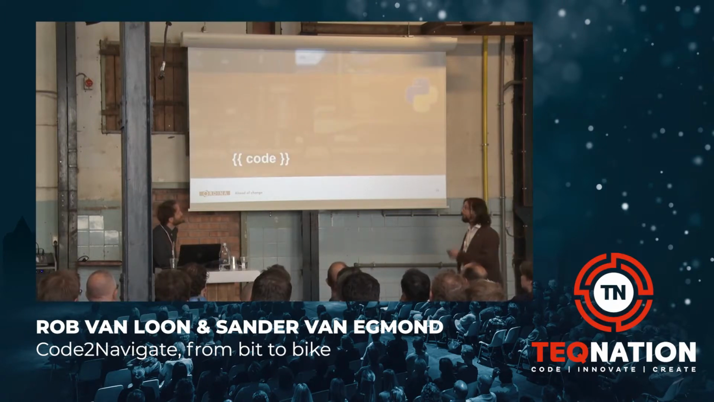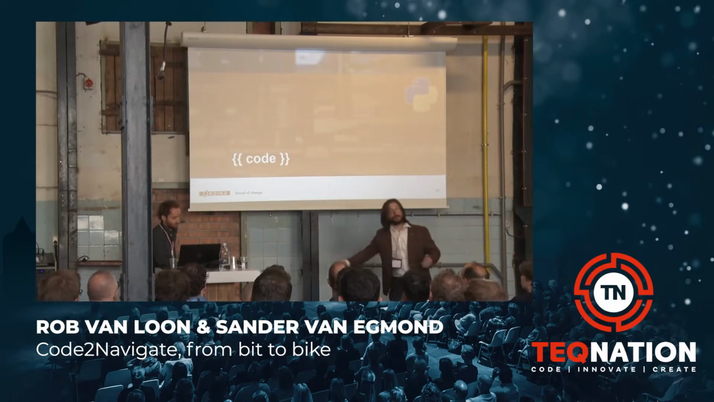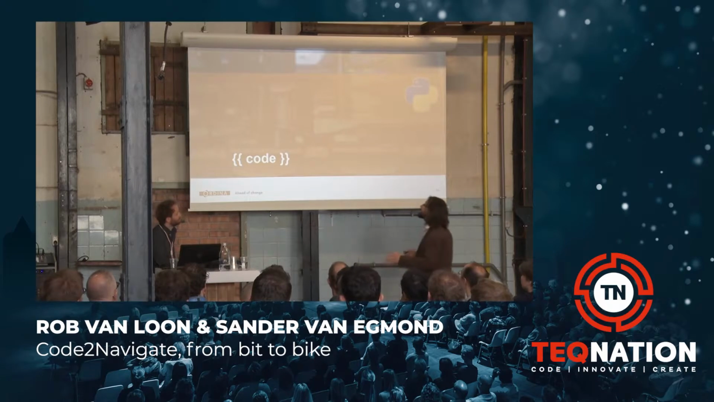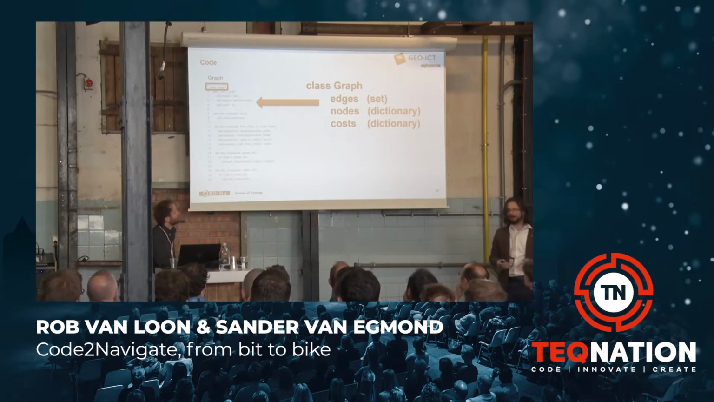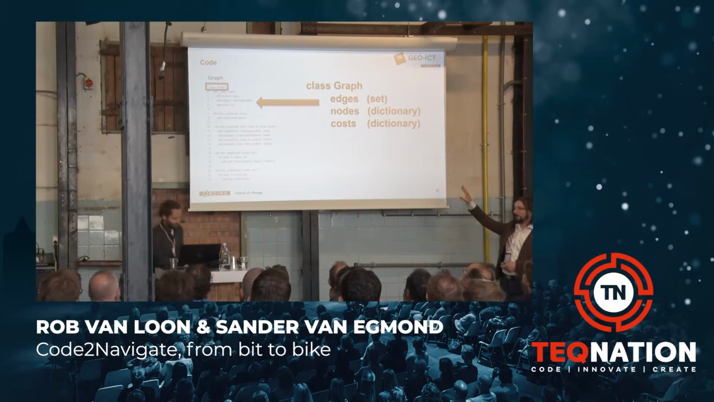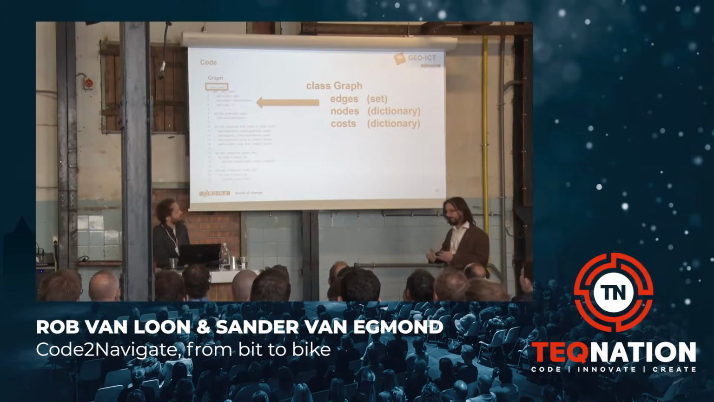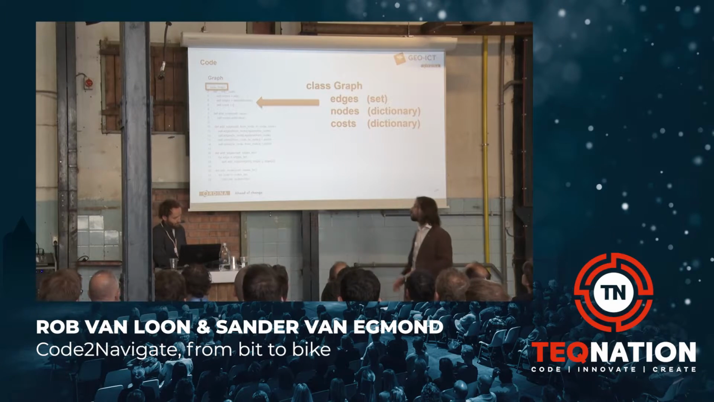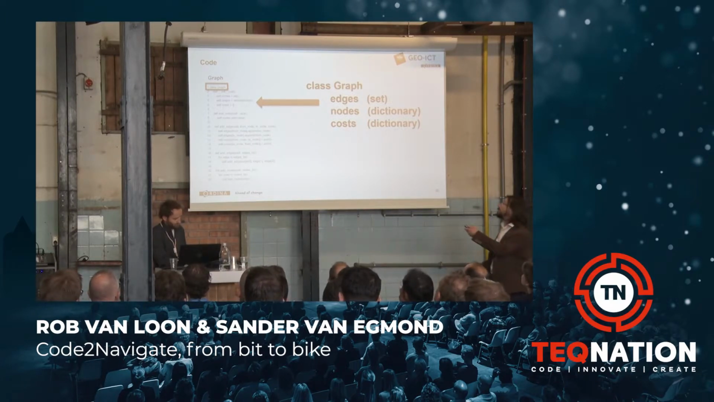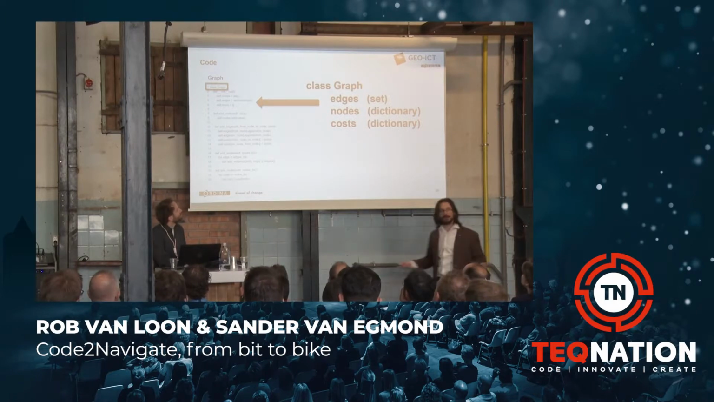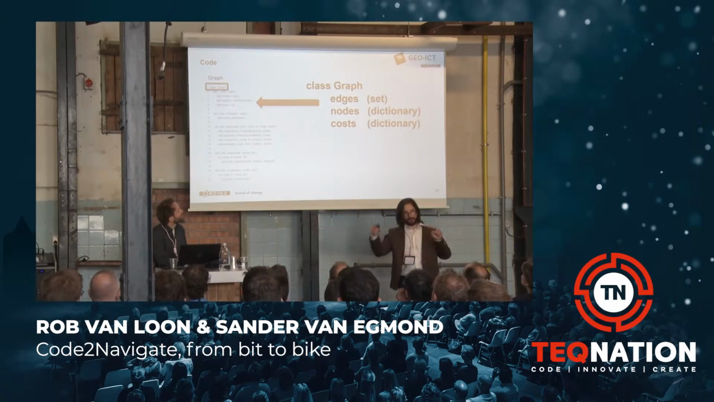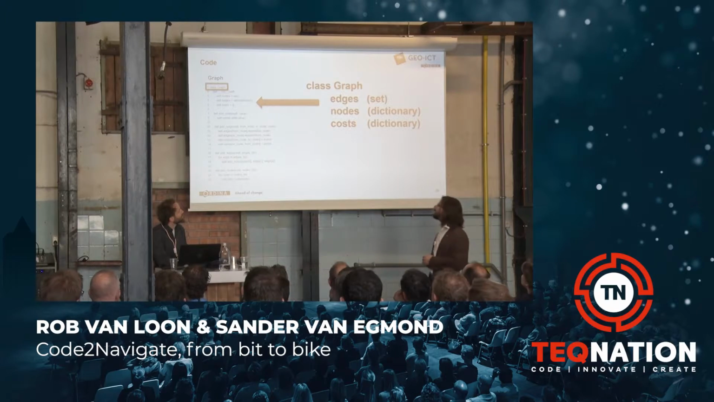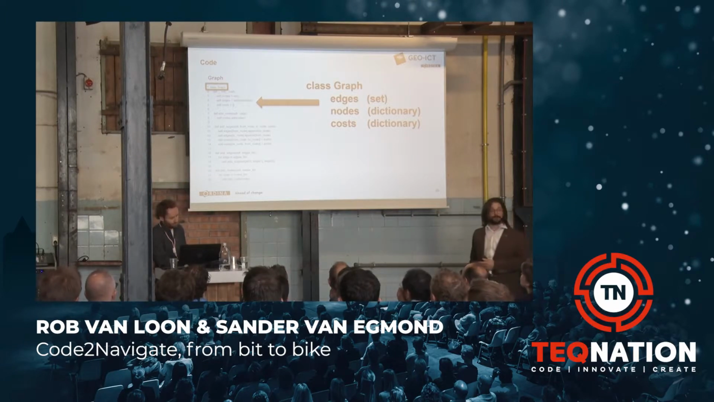But before we actually dive into the code, let me quickly introduce a helper class that we created. It's a class called Graph to build up the entire network, and it has 3 main properties: edges, nodes, and costs. Nodes are the nodes, edges are the pieces we can walk over, and costs, well, how much it's going to cost to make that step.